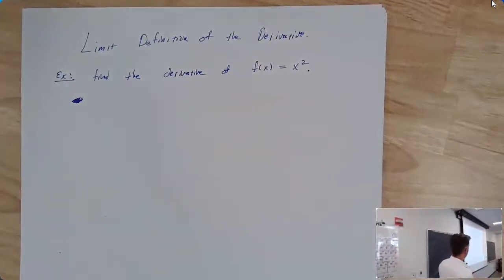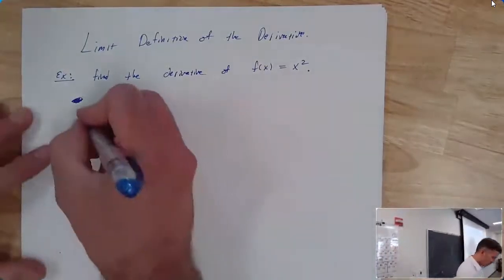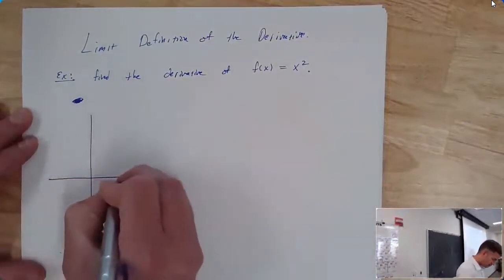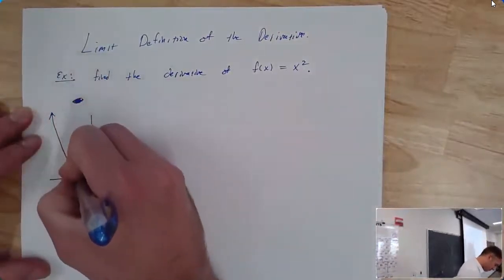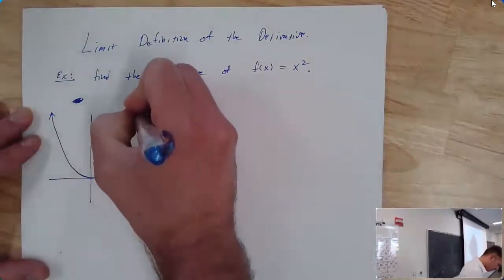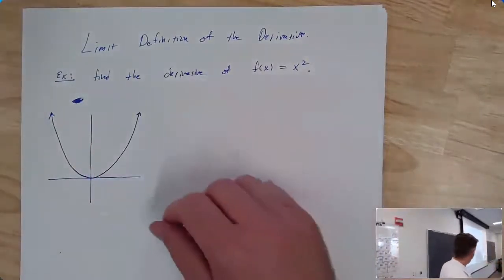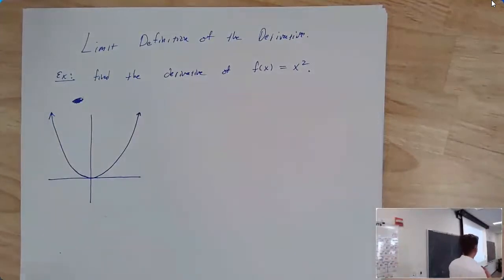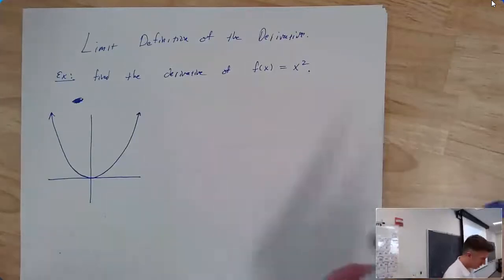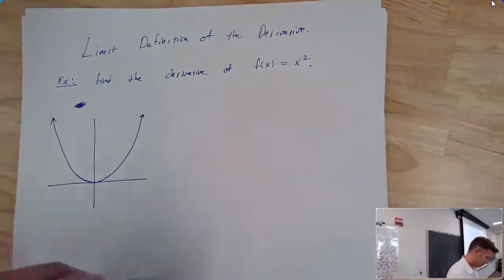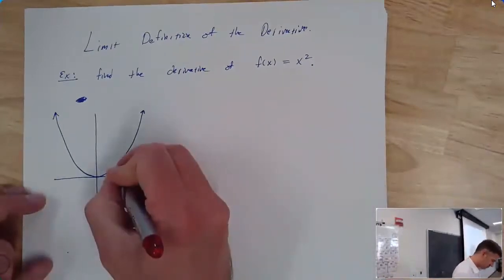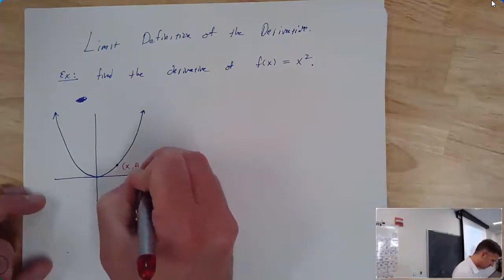So here's what I want you to think about graphically. We've got our function x squared. And the idea here is that when you're trying to find the derivative of a function, one interpretation is the slope of the tangent line at any given point. So we're going to pick some generic point, x comma f of x.